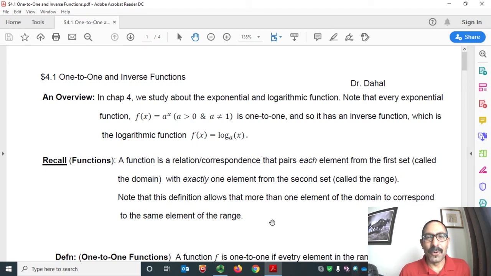In today's class we will start chapter 4 and today I cover sections 4.1. So let me start the class right away. First, quick overview about chapter 4.